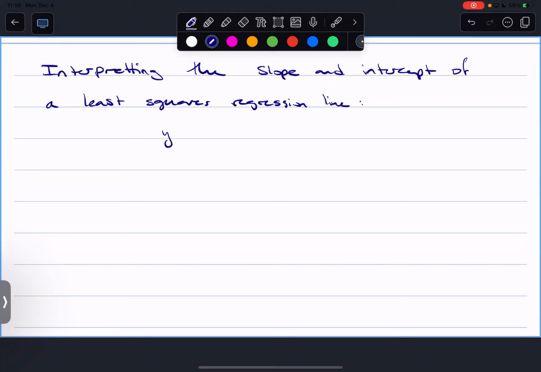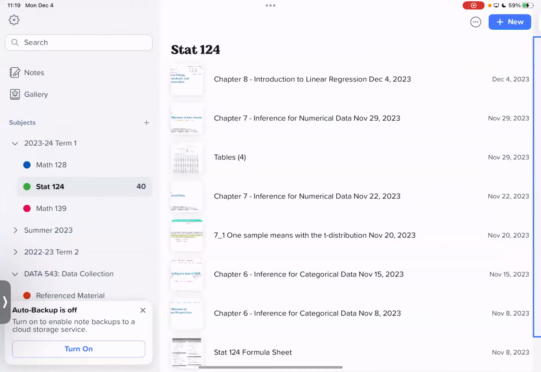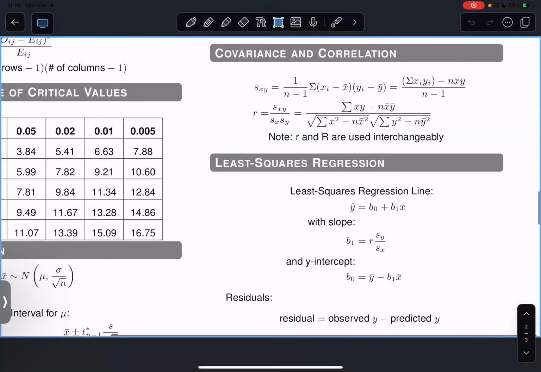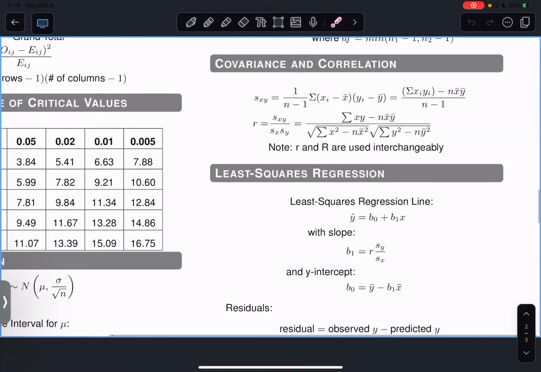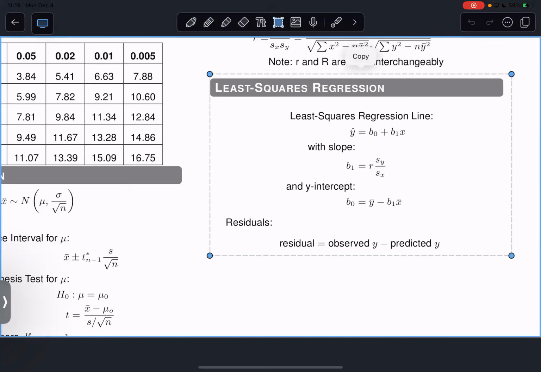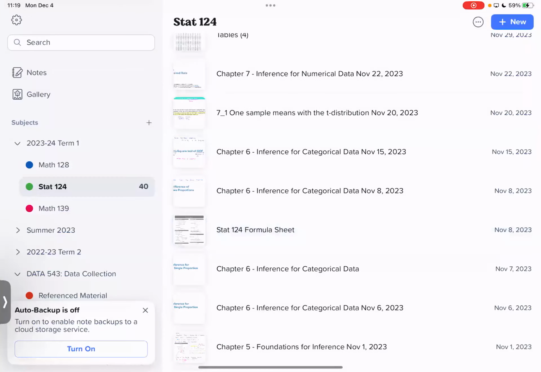So if we have a least squares regression line, a generic one that looks like this, and I'm going to match the formula sheet. Oh, you know what? I'll do one better. I'll bring in from the formula sheet. You won't need this on the final exam, but it's on there just in case. I did do it on one of the assignments, but I give you the formulas to use. But that's just for practice. So don't freak out about that.